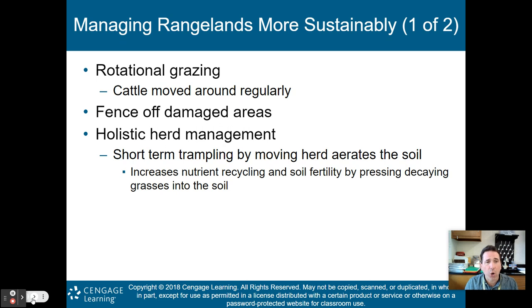And then there's something called holistic herd management, which is basically short-term trampling by moving herds, which can actually aerate the soil. It increases nutrient recycling and soil fertility by pressing decaying grasses into the soil. So what this means is don't necessarily let your herd graze in these damaged areas, but allow them to move through rather rapidly, which causes the trampling to aerate the surface. Then you fence it off, leave it, and let secondary succession come in and restore that rangeland.